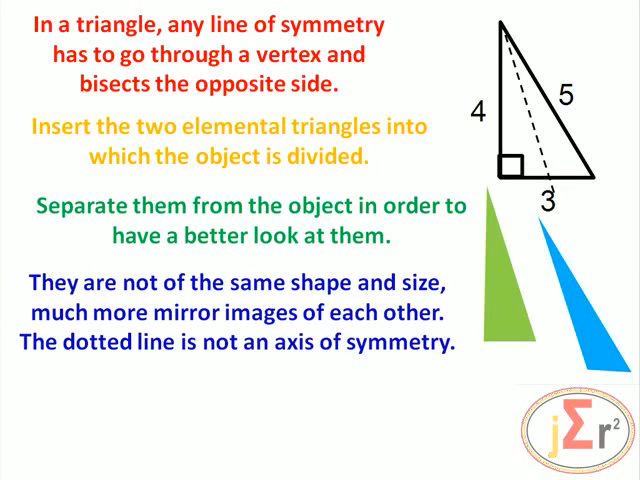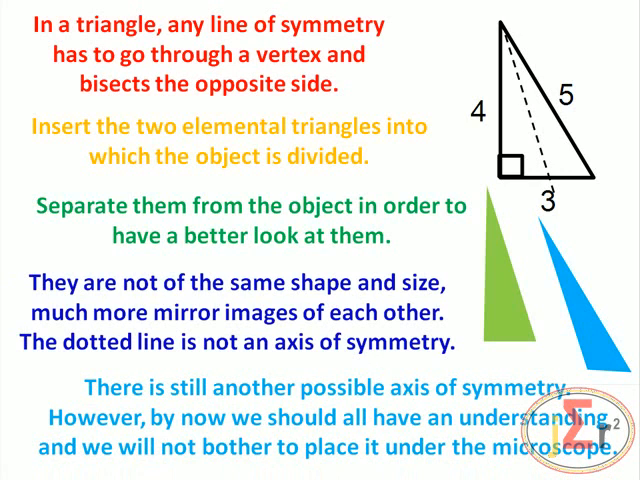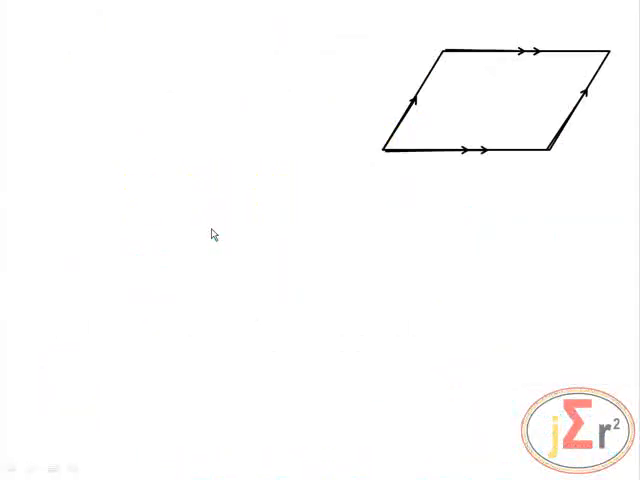It is obvious that those two triangles are not congruent, and they have to begin by being congruent. And yet still, being congruent is not enough. One has to be a mirror image of the other, or a lateral inversion of the other. There is still another possible axis of symmetry. However, by now we should all have an understanding, and we will not bother to place it under the microscope. So there's another one that will go from here down to there, but we will not include that one.